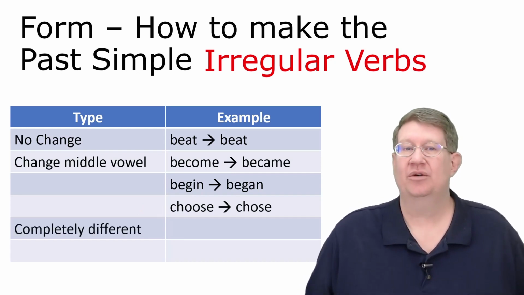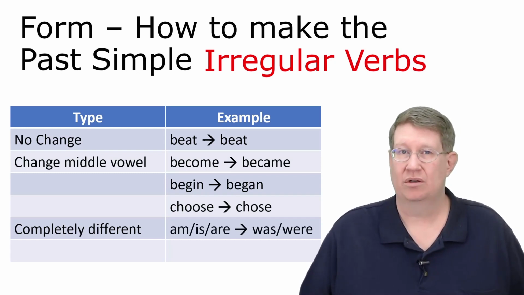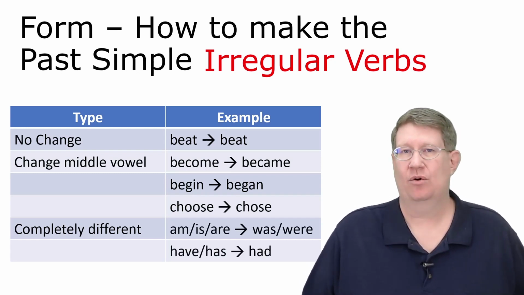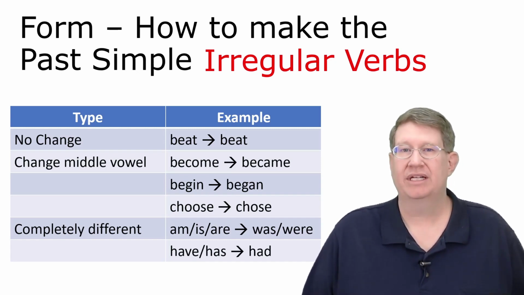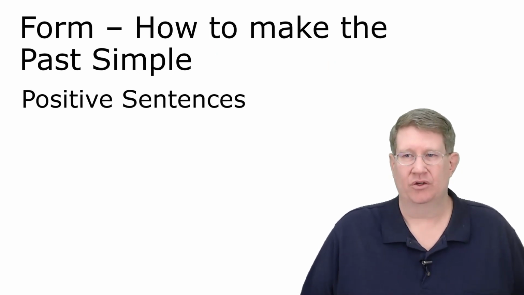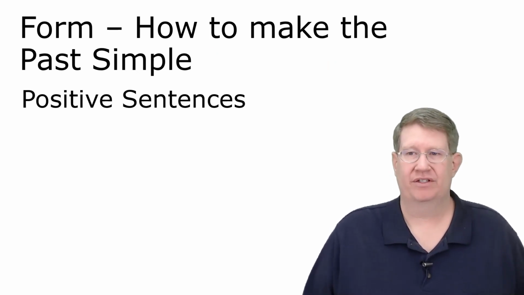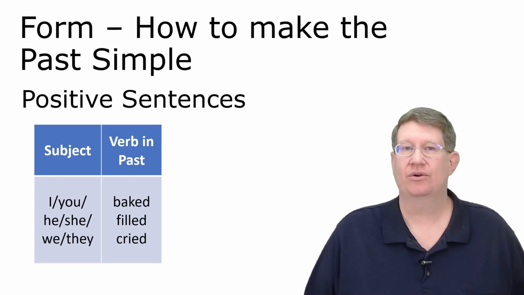Sometimes it's just completely different. So am, is, are becomes was or were, and have or has becomes had. Okay, let's look at some positive sentences. So positive sentences, or affirmative sentences, we make like this. We have the subject, I, you, he, she, it, we, they, and then we put the verb in the past. So baked, filled, cried.